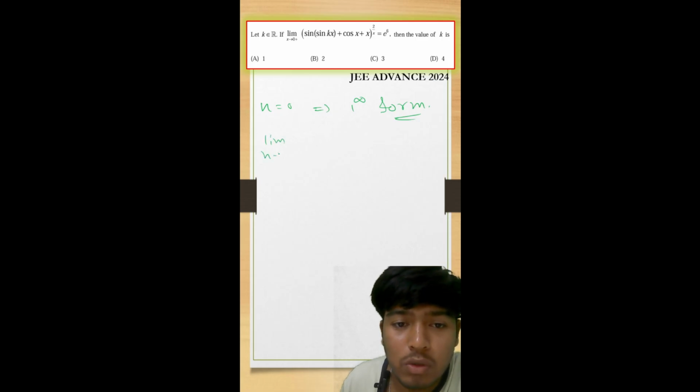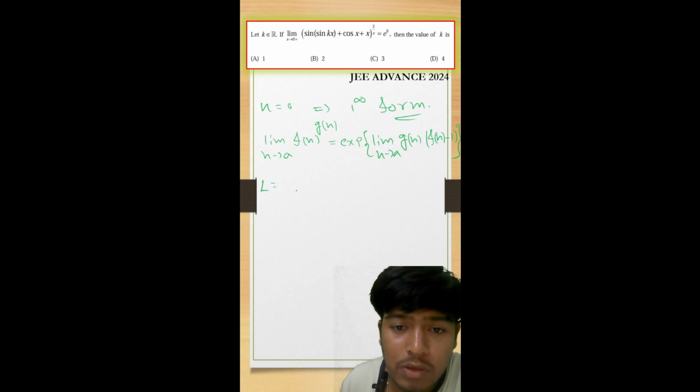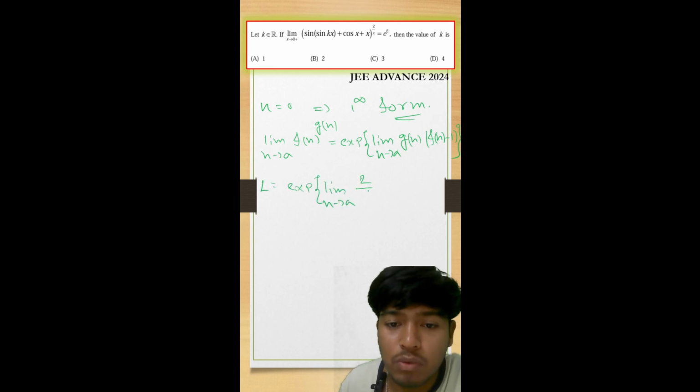है तब हमें पता है कि x equal to a, f to the power g is nothing but exponential limit x equal to a, g of x times f of x minus 1. ये रिजल्ट हमें पता है, बस इस रिजल्ट को इस क्वेश्चन में यूज करना है. So there is nothing else. So just let's say limit is L. So L is equal to exponential of limit x goes to a, just f of x, 2 by x and g of x, sin of kx plus cos x plus x minus 1.